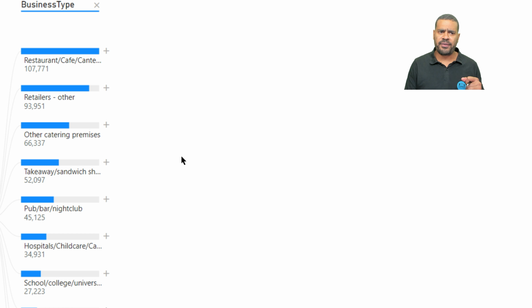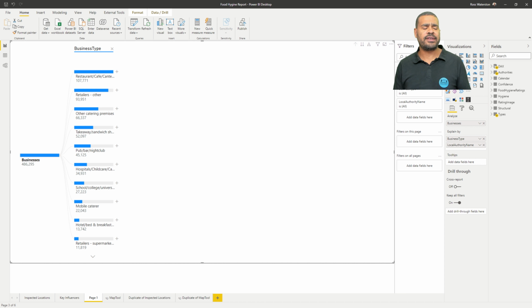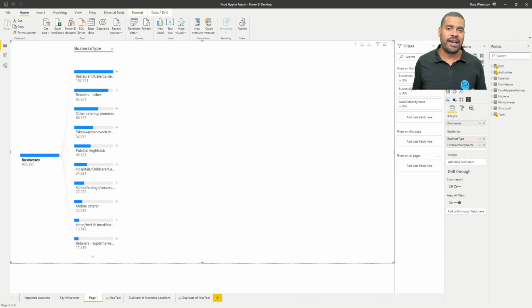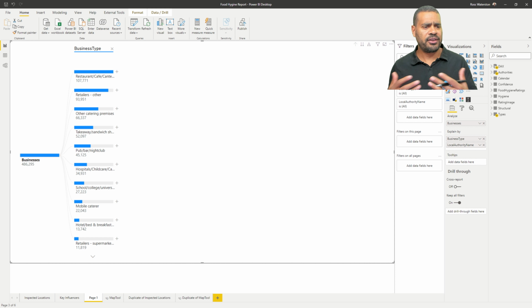But the quick and easy analysis that people get from a decomposition tree will support that and will enable you to really push your analysis further and to understand more about what is going on across your environment and across your estates.